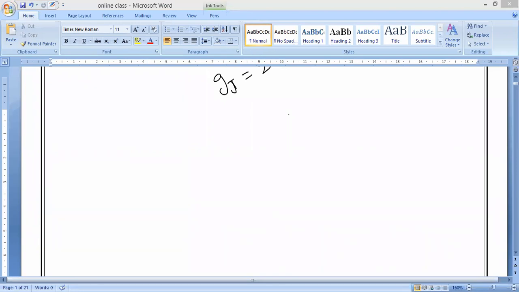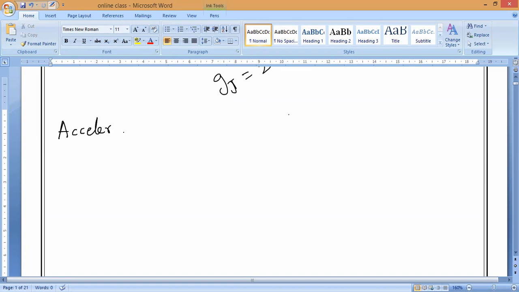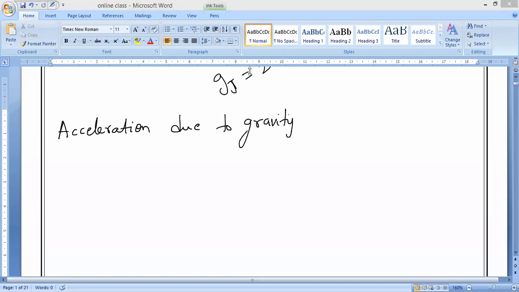The next topic is acceleration due to gravity. What is the symbol of acceleration due to gravity? Nobody is answering. What is the symbol I am asking? Acceleration due to gravity, what is it? It is G only, correct? Yes, very good, Maitreya. So it is G.